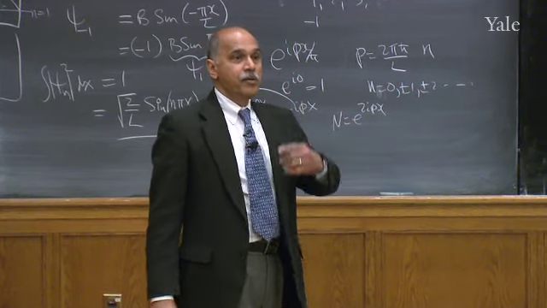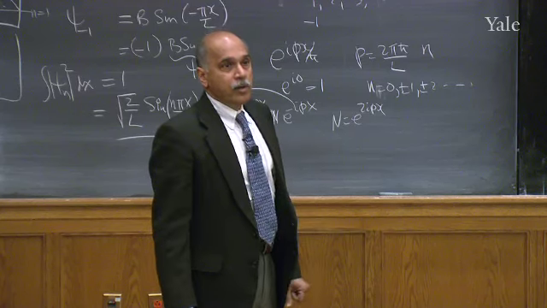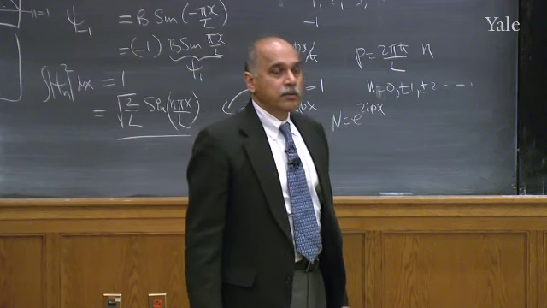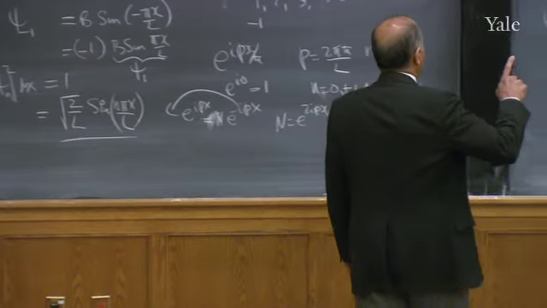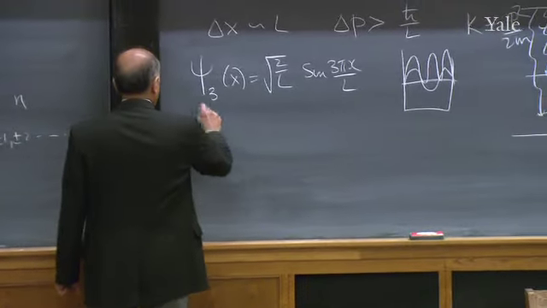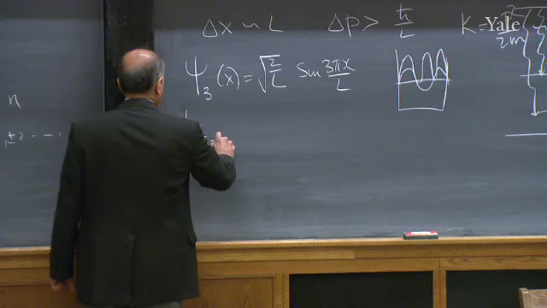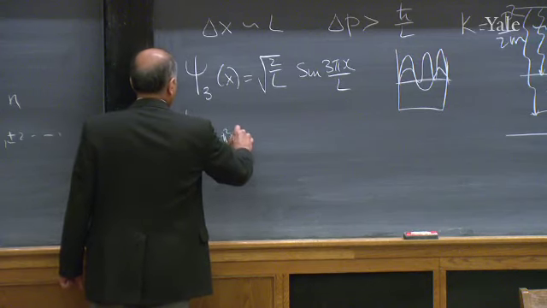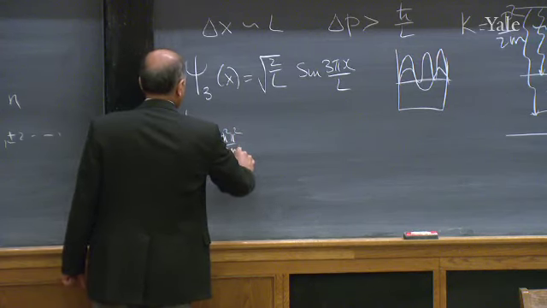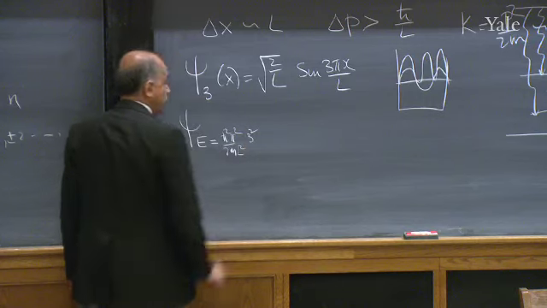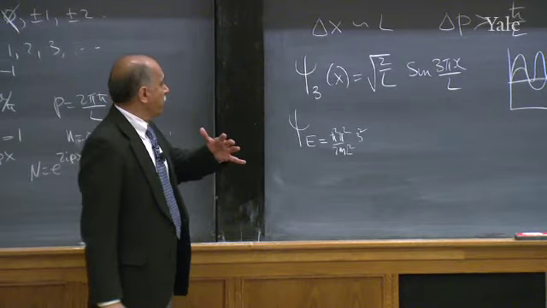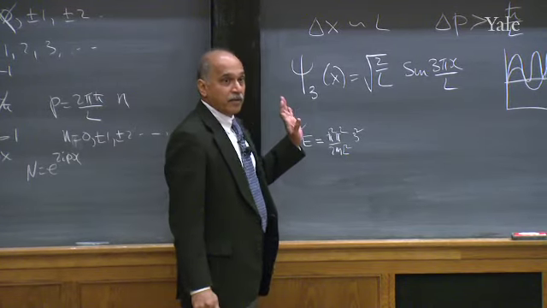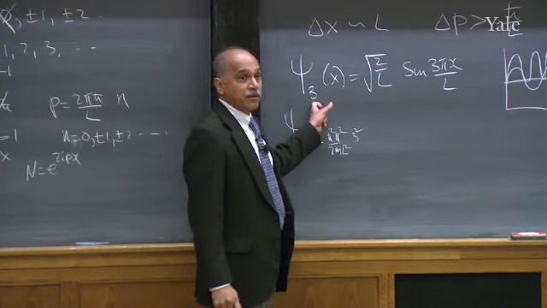Yep. So psi sub 3, is that the psi for the energy group? Yes. Exactly right. So what I should really write, he is absolutely right. I should write E equal to h bar square pi square over 2m L square times 3 square, right? The third energy level. So I'm short-circuiting all of that and just calling it psi sub 3.